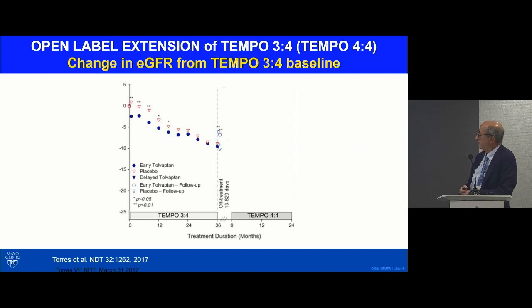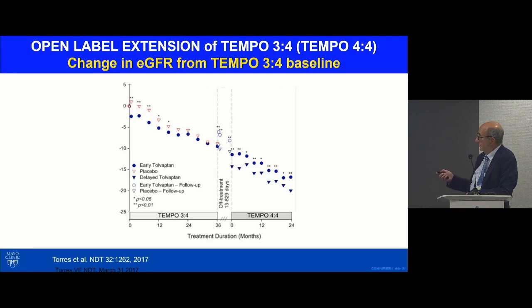Now, the extension study, TEMPO 4-4, was done at the end of TEMPO 3-4. There was a benefit in the rate of decline of GFR of approximately 1 ml per year. And at the end of TEMPO 3-4, the patients discontinued the administration of tolvaptan for periods of time that ranged between 1 month and over 2 years, because of mostly the renewal of the contract with the different centers. And then in the extension study, the tolvaptan administration was restarted.